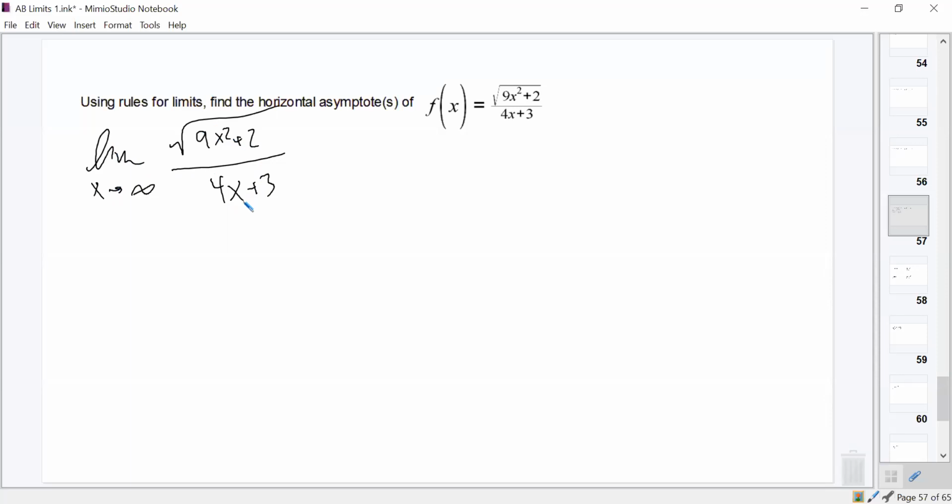Well, what's the highest degree of this function? I mean, it really is 2, but it's square rooted. Right, so we got a little bit of a weird thing going on here: we got the squared, but we've also got the square root. So we know that we can't just directly square root 9x squared plus 2 and say that's a degree of 1, but really it is effectively a degree of 1.